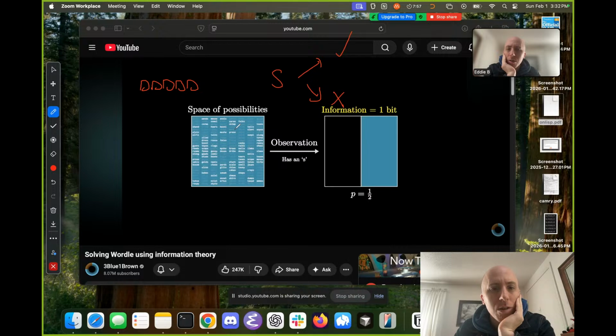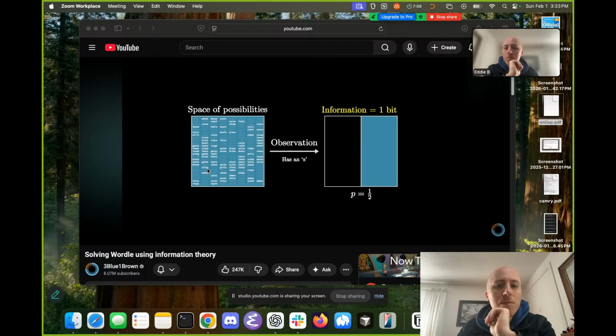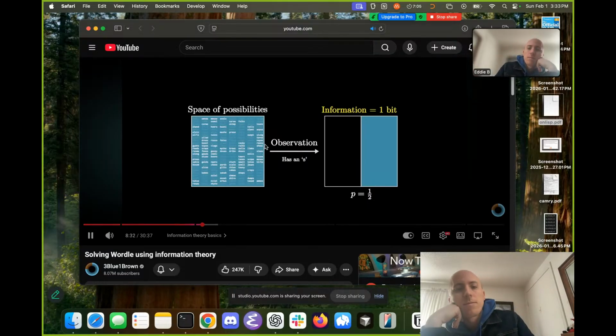If the hidden word doesn't have an S, then we're just going to get the inverse of this, or the XOR of this observation, I guess. The candidate words that are left are going to be the XOR or the inverse of this result. But in either case, it is going to cut down our space of possibilities by about half.